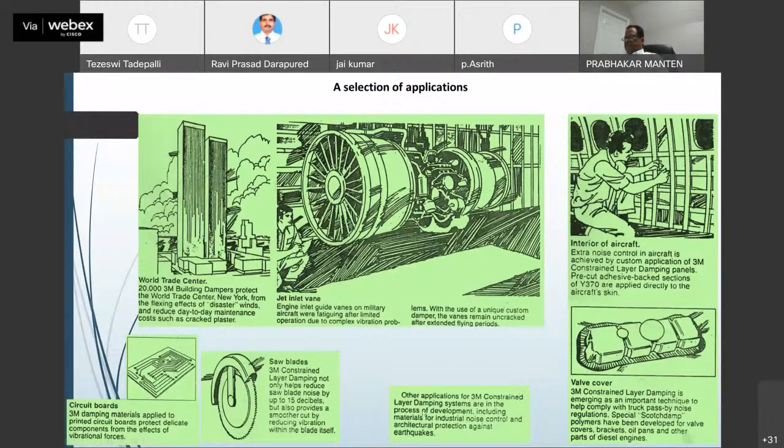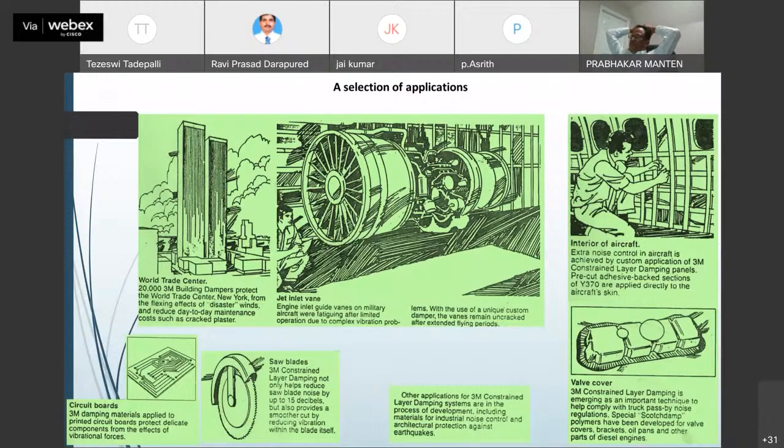Sound is also reduced by that. Other applications of constrained layers are in a lot of processes, including materials for industrial noise and architectural uses, and valve covers. For valve covers, 3M constrained layer damping is an emerging important technique to help comply with truck pass-by noise regulations. Valve covers create a lot of noise when moving, so they have developed it for valve covers, brackets, oil pans, and other parts of diesel engines. All of them have intense applications of this.